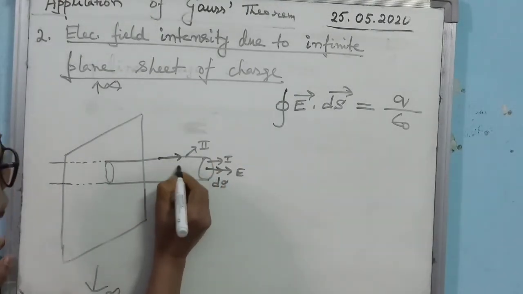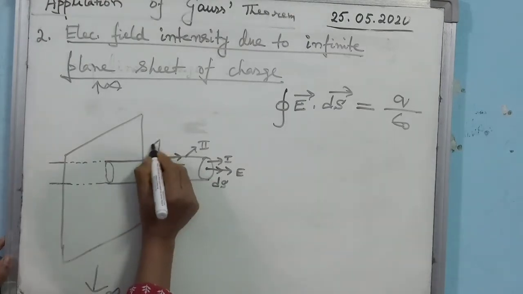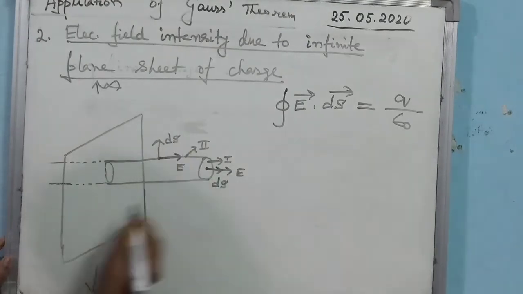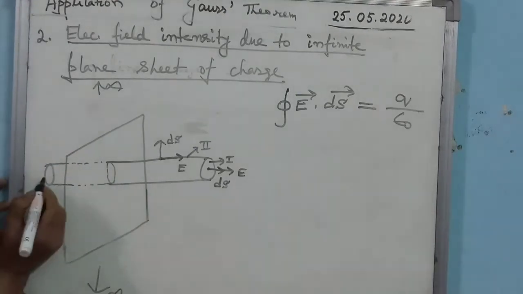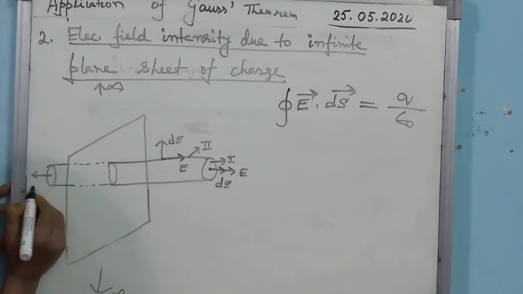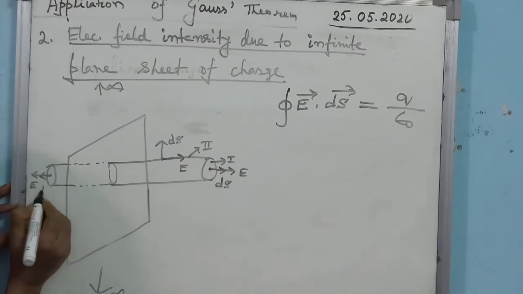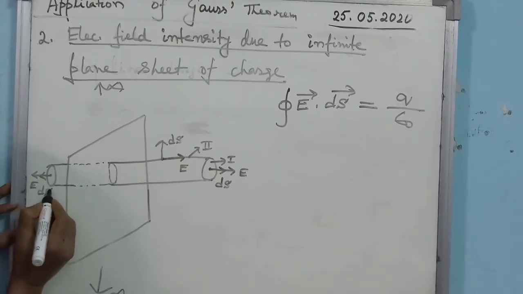This is the direction of the electric field intensity. This is the direction of ds. Alright. Now if you consider the third surface, for the third surface, you see this is the direction of electric field intensity. This is the direction of area vector.